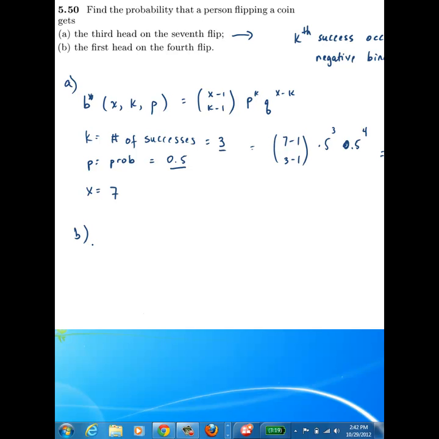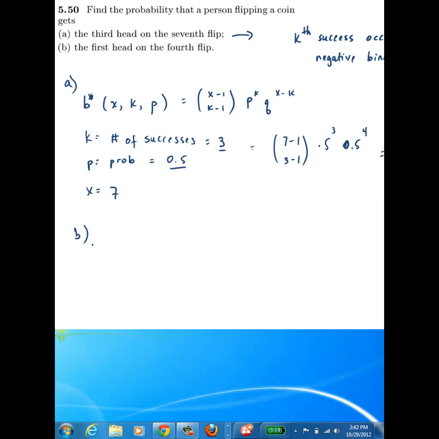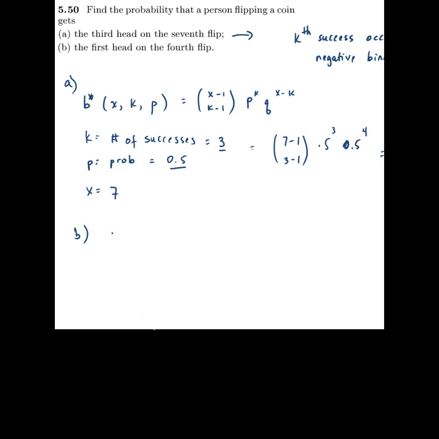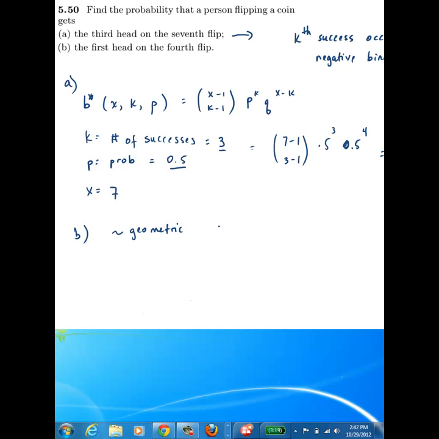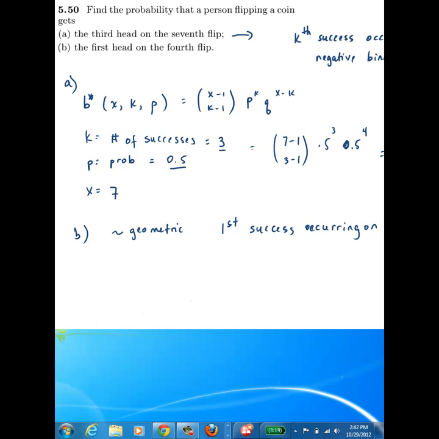Every time you see the first success, that means that this is a geometric. Every time you look at problems that ask you for the first success in this number of trials, that is a geometric. So this is a geometric because we are looking at the first success occurring on trial X.